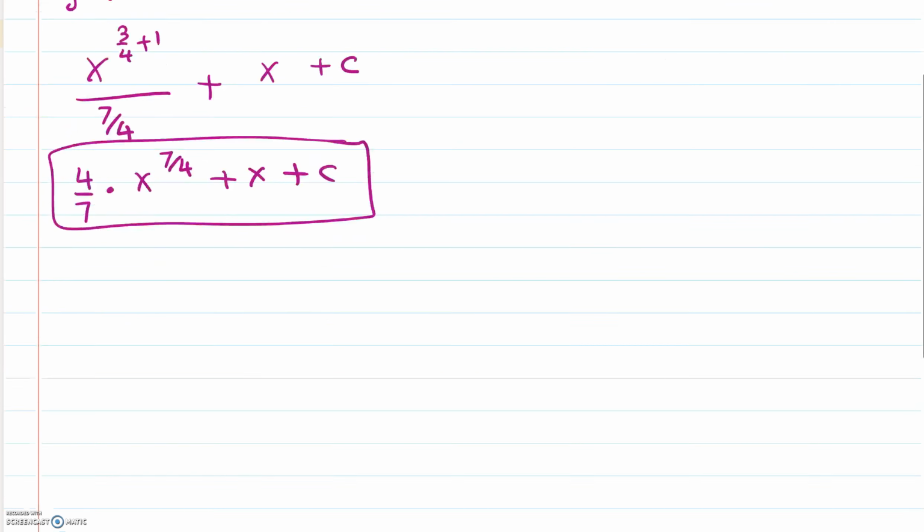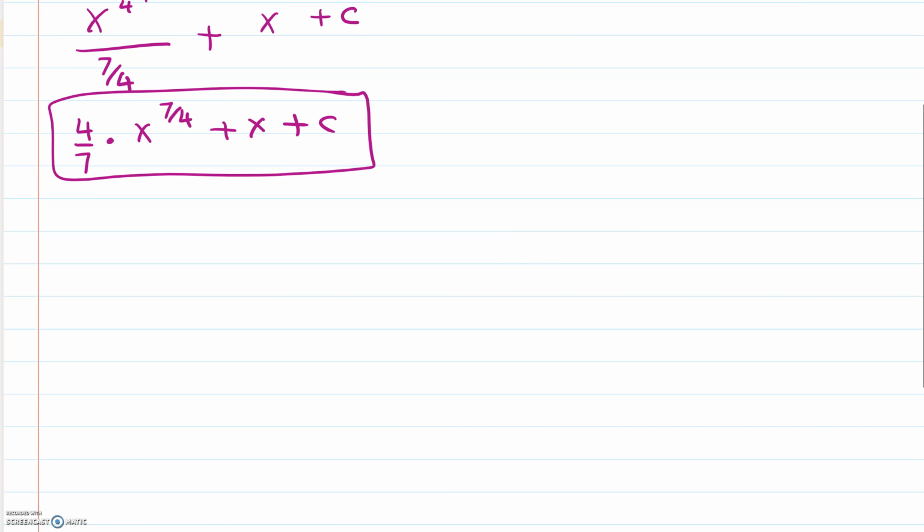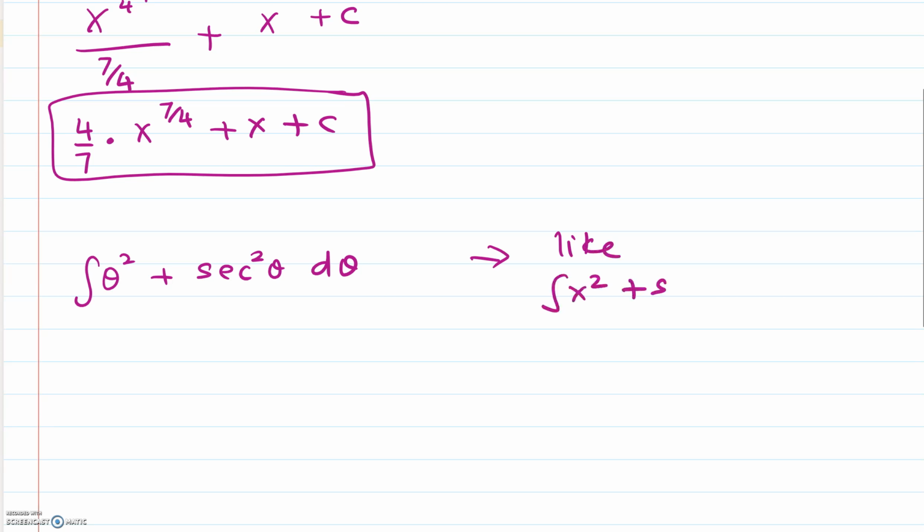All right, let's do one more problem, maybe with the trig. Okay, so integral theta squared plus secant squared. Note that in this problem theta is the independent variable and we're going to integrate with respect to theta. Theta has taken the place of x here. So this is similar to integral x squared plus secant squared x dx. Right? So if you want, you rewrite an x or deal with theta.